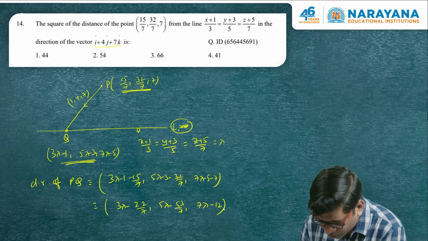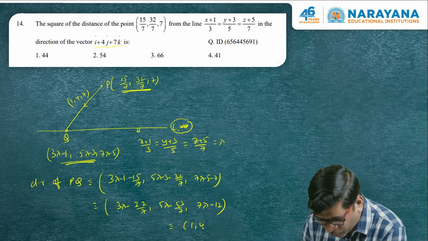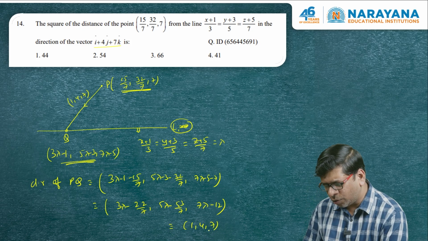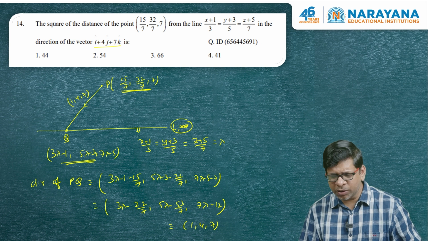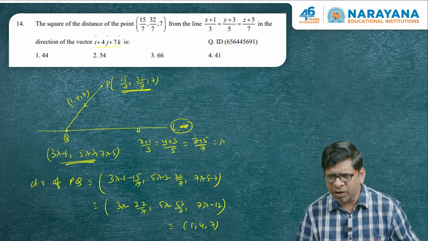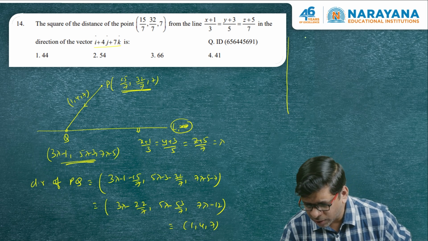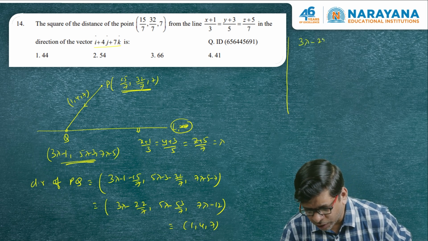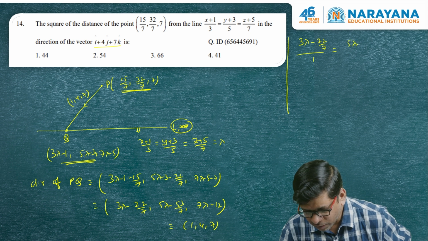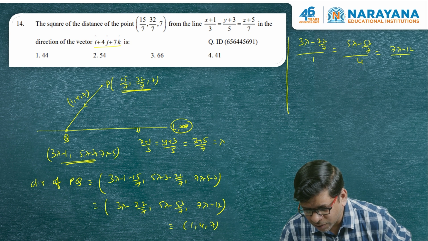According to the question, this direction ratio is the same as 1, 4, 7. We should never equate two direction ratios. Caution, we should always take the proportionality. So these two should be proportional. So use the proportionality: 3 lambda minus 22 by 7 by 1 should be the same as 5 lambda minus 53 by 7 by 4, the same as 7 lambda minus 12 by 7.